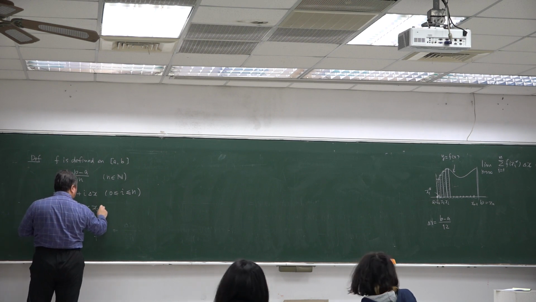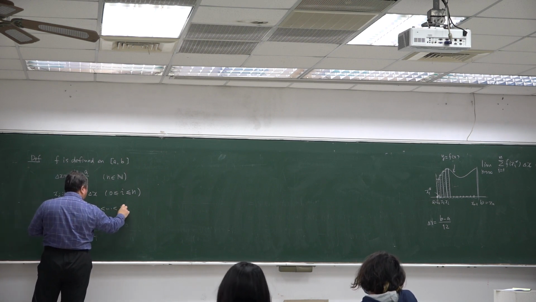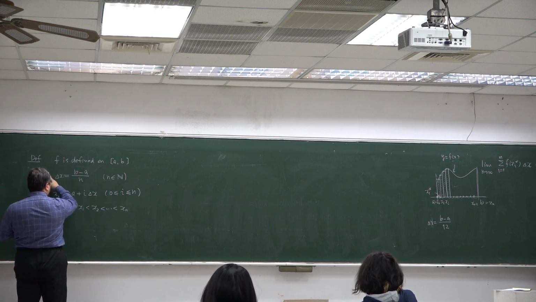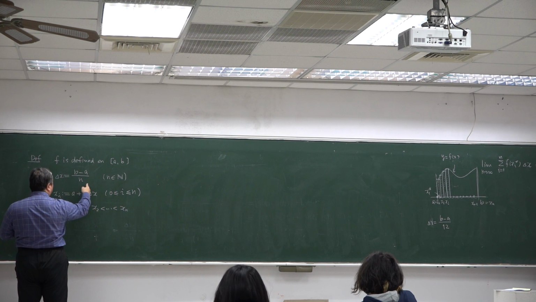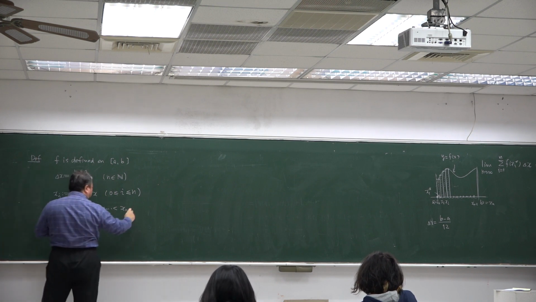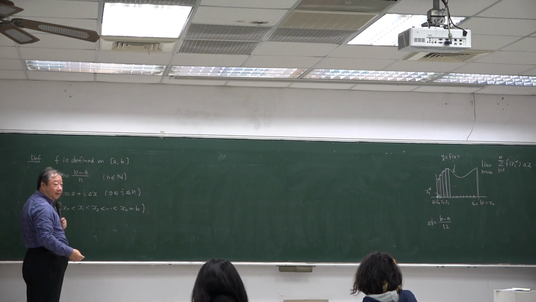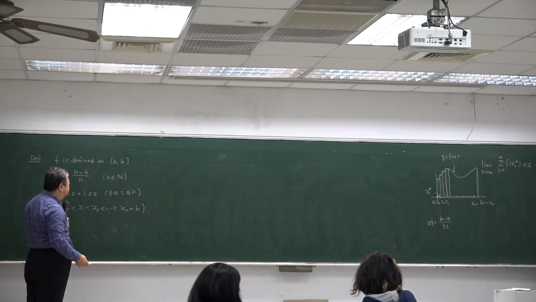Okay, so here you will see a equals x0, less than x1, less than x2, and when i equals n, it is a plus n times delta x; n and n are cancelled, a and a are also cancelled, and this is b. Okay, so we call this a partition.